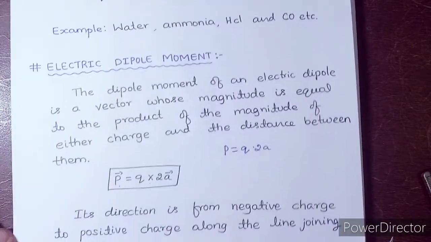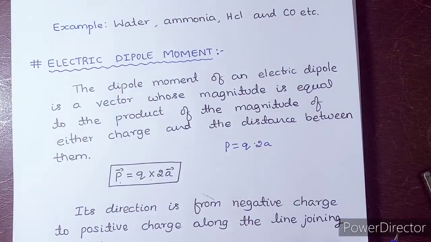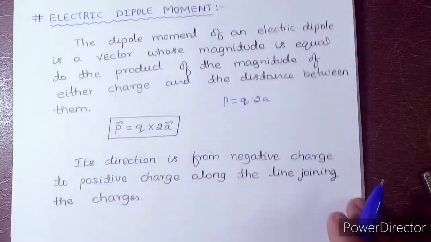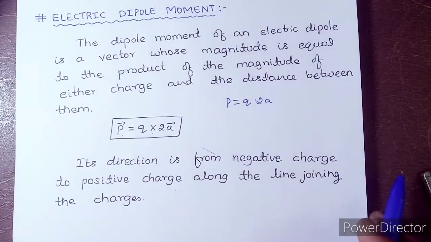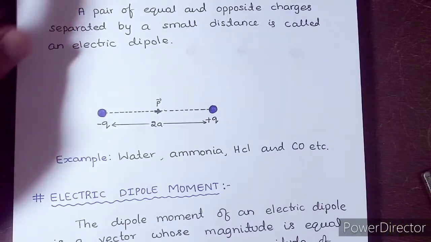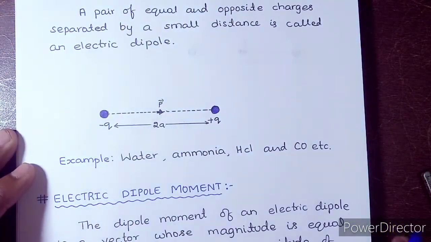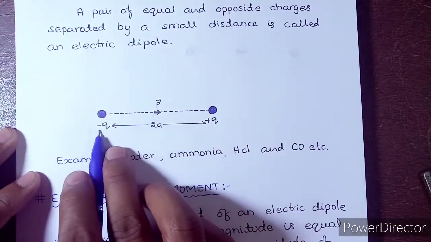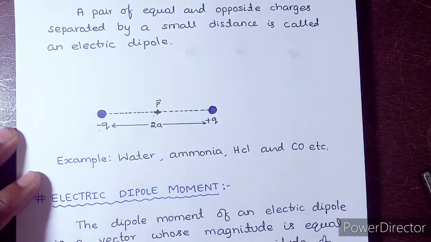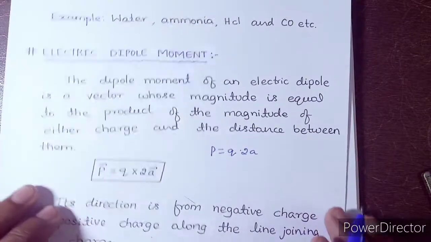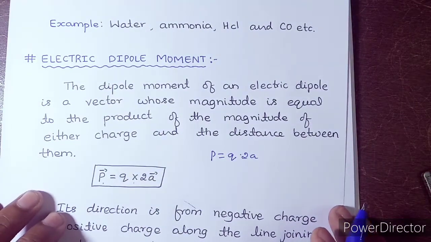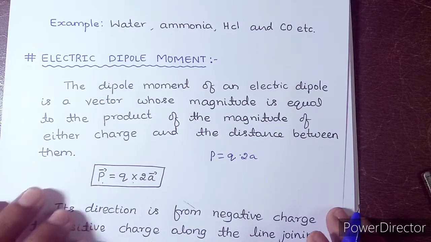Okay, simple. And we have one more point here, that is the direction is from negative charge to positive charge along the line joining the two charges. So here you can see in this diagram, this P is the dipole moment, which is directed from minus Q to plus Q. Why? That I will explain in the next video. Okay, so then I am going to derive an expression for electric field at an axial point on a dipole.